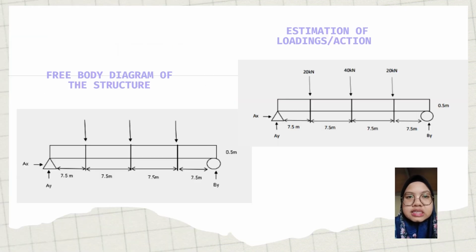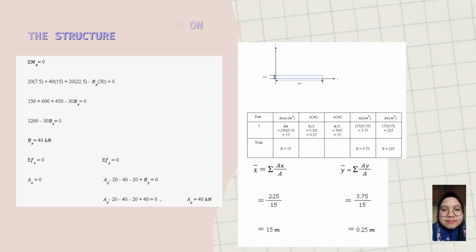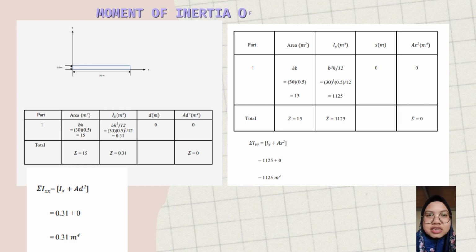So, this is the free body diagram of the bridge and also the estimation of loading or action. Next, the support reactions we got are By equal to 40 kN and Ay also 40 kN. For the centroid, we got for X 50 meters, while Y is 0.25 meters. Then the moment of inertia of the bridge we got for Ixx is 0.31, while for Iyy is 1125.